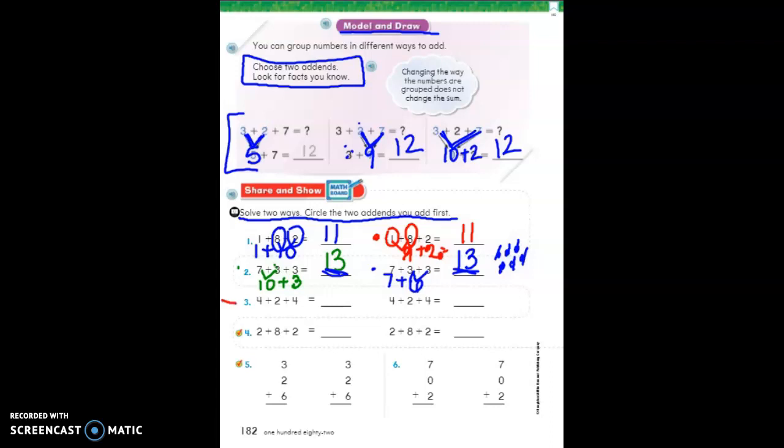Okay, I'm going to go on to number 3. Remember, you can pause the video at any time to write something. So our next problem is 4 plus 2 plus 4. Which way could I add? I want you to pick 2 numbers that you think would be a good start. I am going to do doubles, 4 and 4.